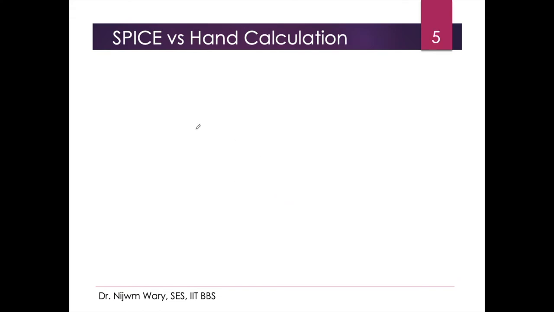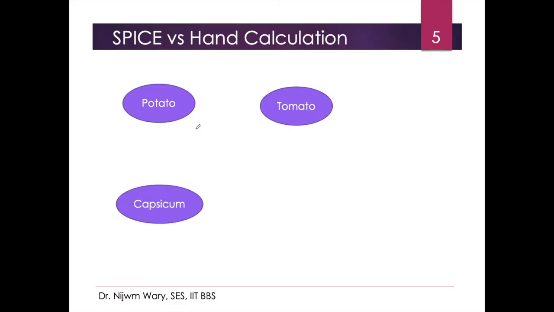Hand calculation is also used for budgeting. So let me explain what budgeting is. Suppose you have been asked to buy 4 items from the market, 1 kg each: potato, tomato, capsicum and almonds. Now you have to take some cash to buy these items, but you don't know the price of these items, because the price varies every day in the market.